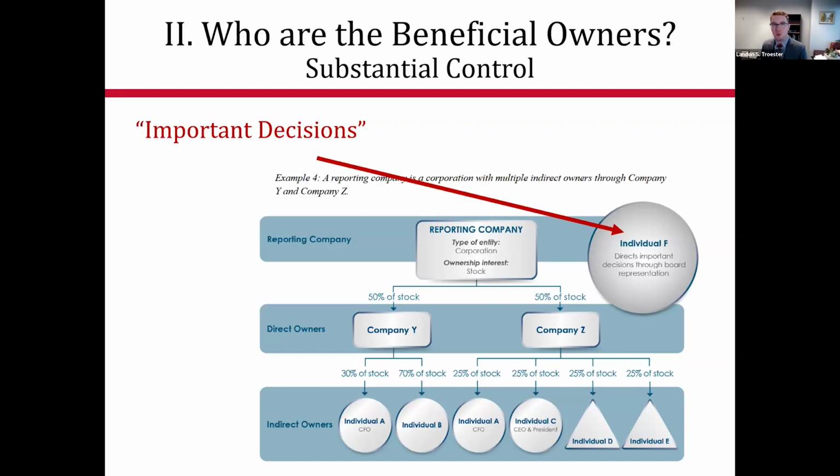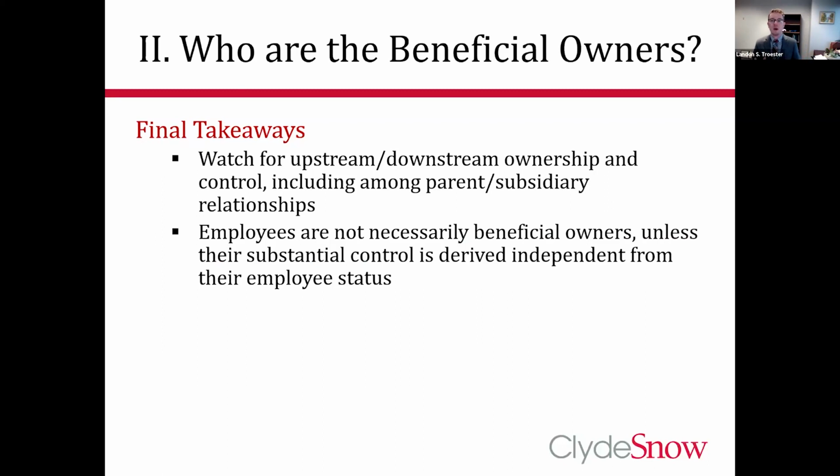Hopefully they won't come up too often. Typically, people who have important decisions through board representation are also owners of the company and have control over the board members. But this is your ambiguous circled individual F, someone that you should keep in mind as you're working through. So to do our takeaway on beneficial owners, you should watch for upstream and downstream ownership and control, as well as parent and subsidiary type relationships.